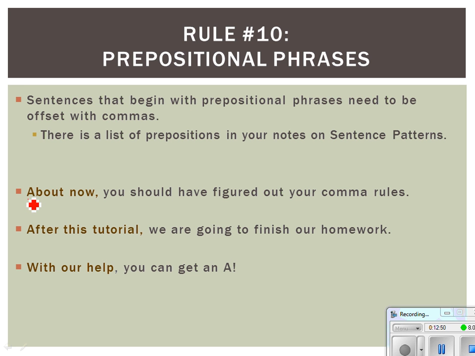So if I look at this one, "About now, you should have figured out." About now, that's my prepositional phrase. There's my verb. So this is where my complete sentence begins. Prepositional phrases do get a comma. "After this tutorial, we are going to finish our homework." My subject, we, are going is my verb. So there's my complete sentence, and it gets a comma. "Finally, with our help, you can get an A." Again, another prepositional phrase offset from the complete sentence with a comma.